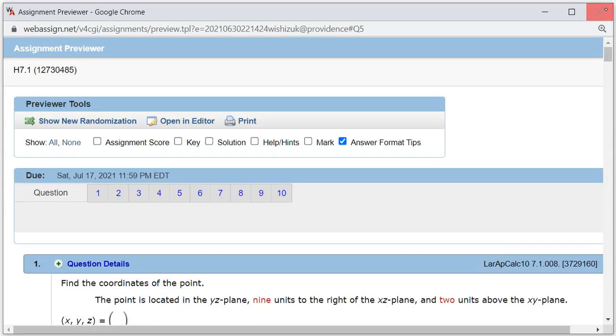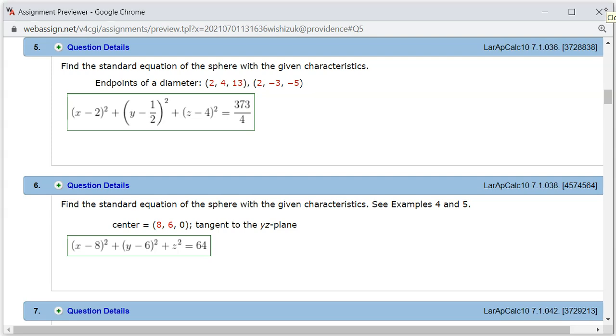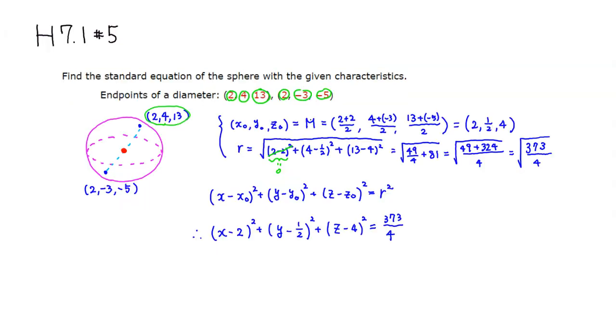Let's check the answer. I'm going to look at the key here, number 5. So we got exactly the same answer. That's it. I hope that this was clear.